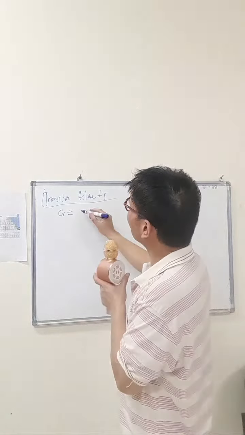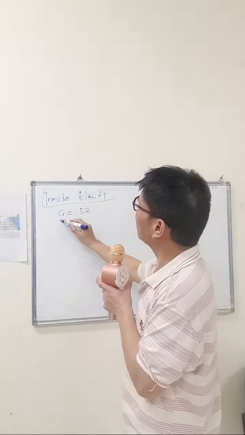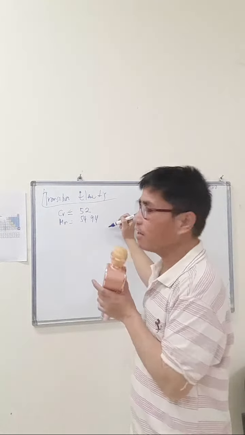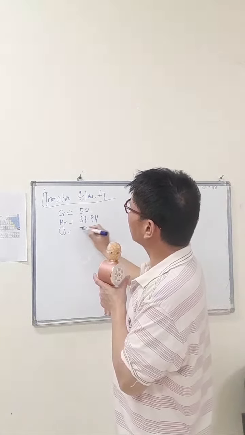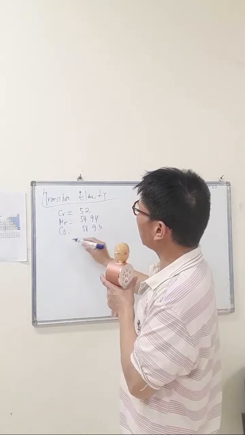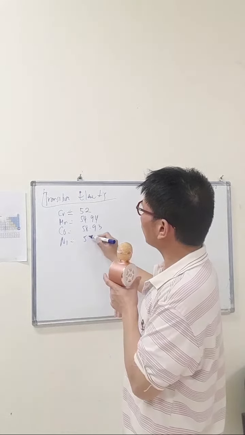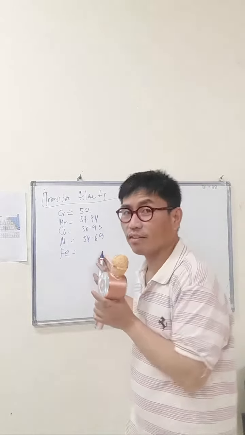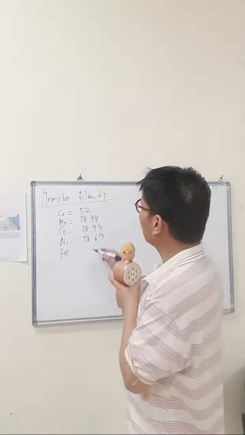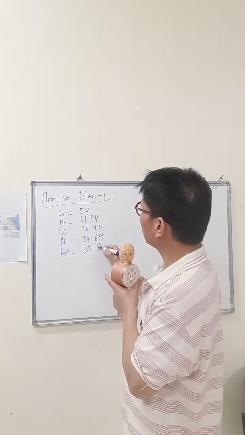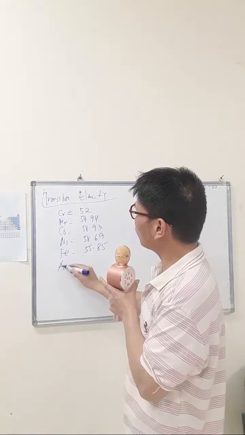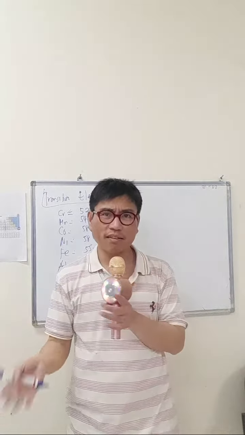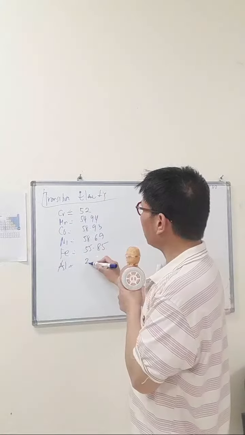So chromium is 52. Manganese is 54.94. This is the atomic mass, atomic weight. We have cobalt, 58.93. We have nickel, 58.69. Iron, very important in the corrosion process, is 55.85. Aluminum, very important in our daily lives. You can see this all over our places. Aluminum is 28.69.